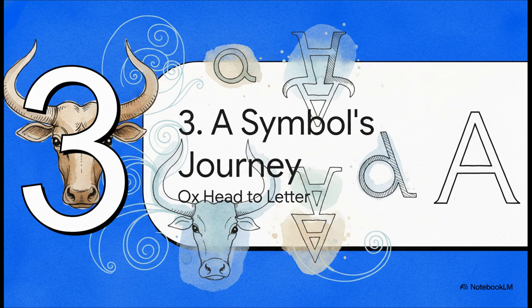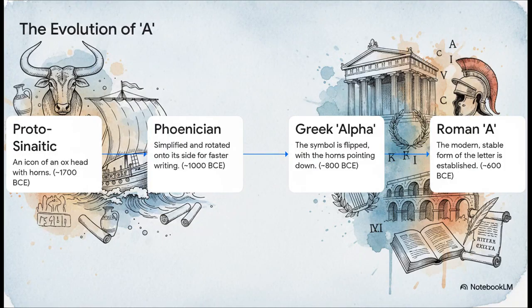So how on earth did we get from a picture of an ox head to the letter A? Well, that's a symbol's journey. We can literally watch thousands of years of history unfold in just this one single character. The evolution is just incredible. Okay, so around 1700 BCE, you have a clear pictogram of an ox head. You can easily see the horns, right?